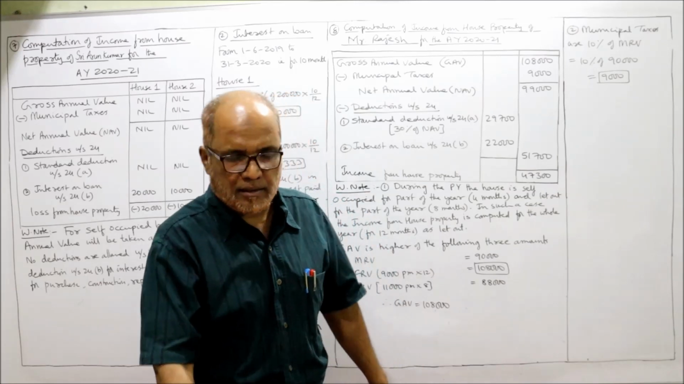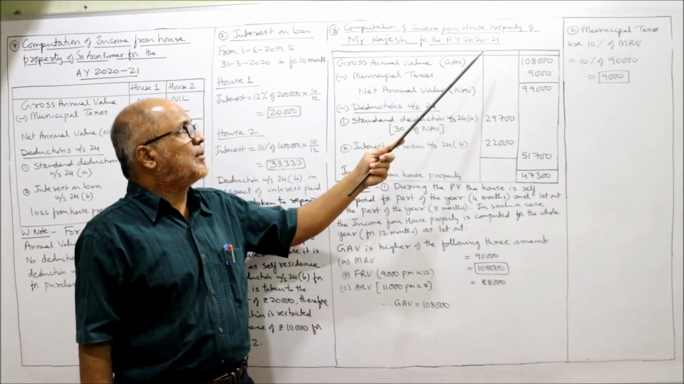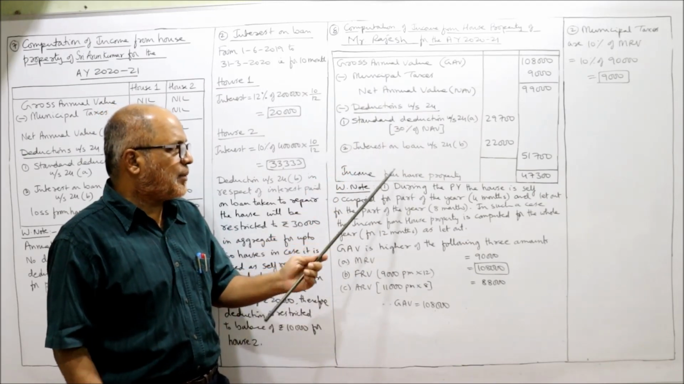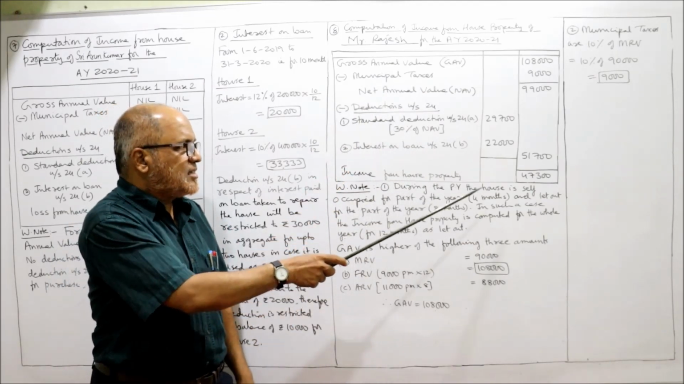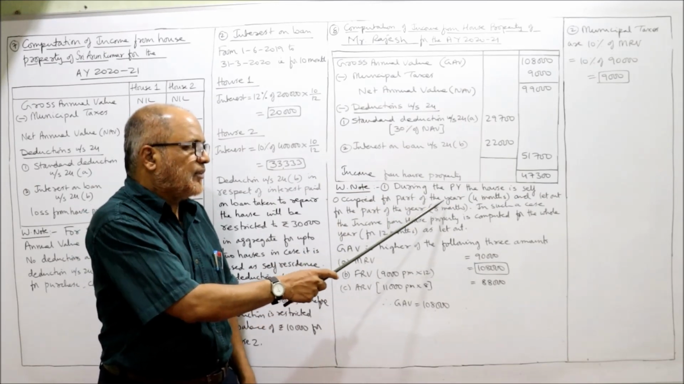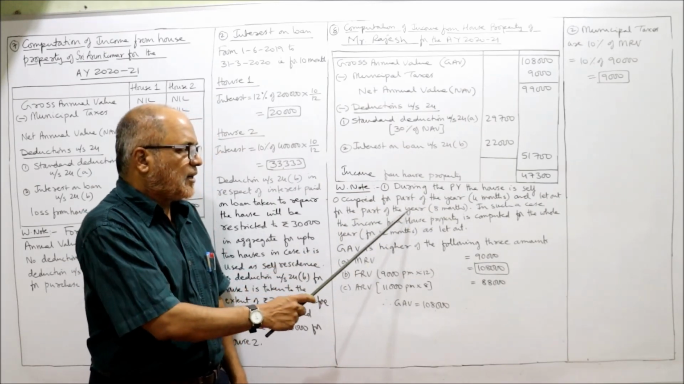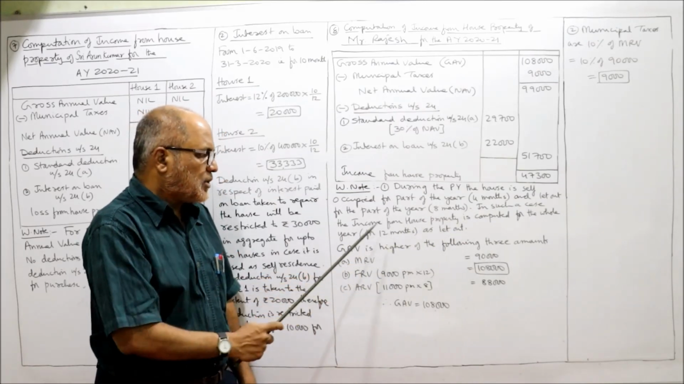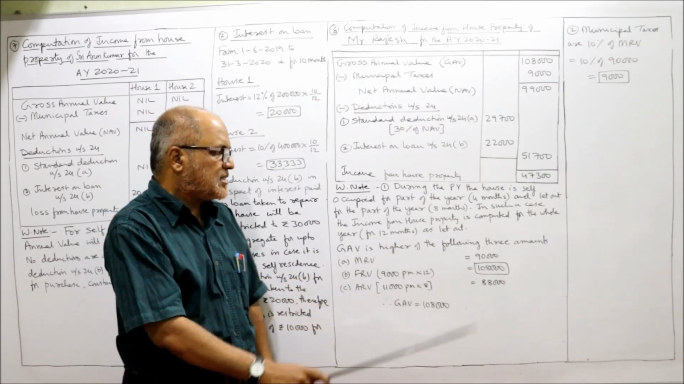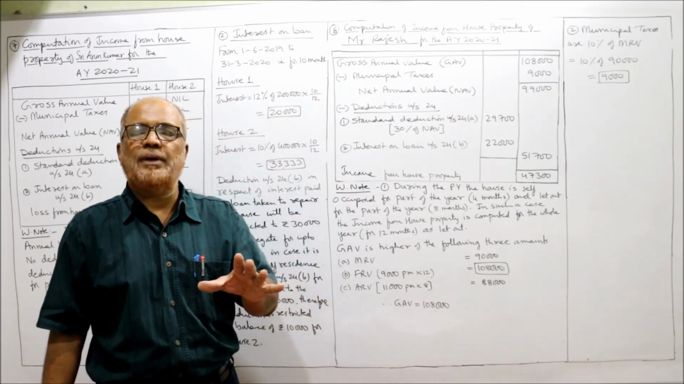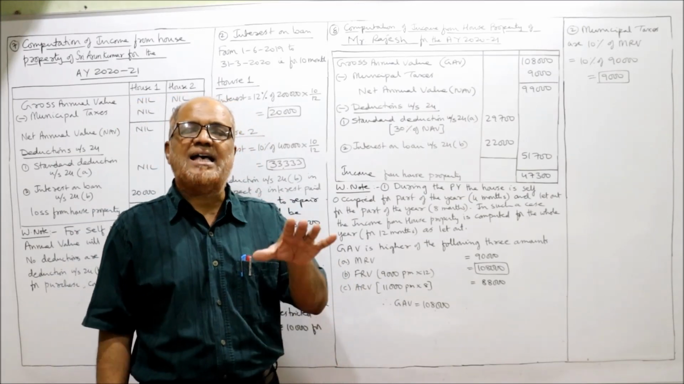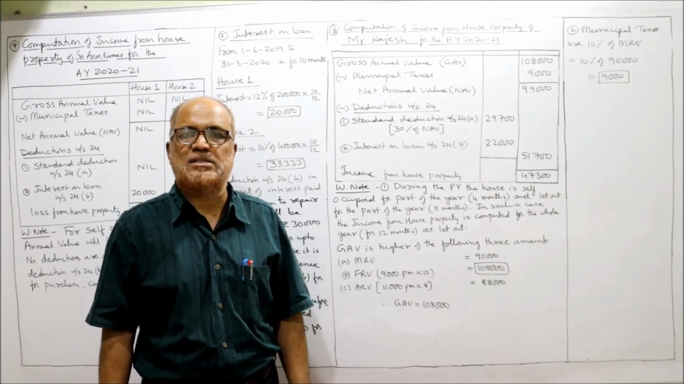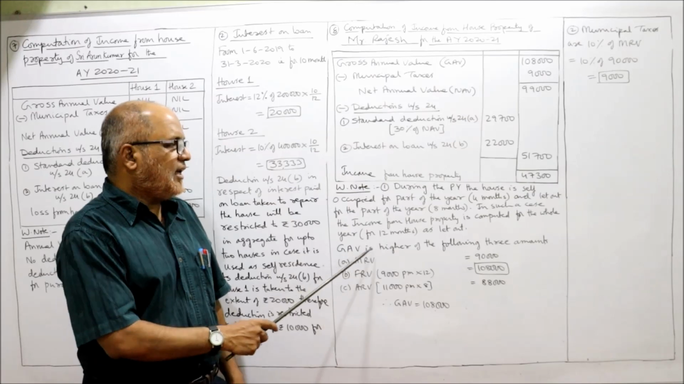So, computation of income from house property of Mr. Rajesh for the assessment year. GAV less municipal taxes, format I have prepared. Now, during the previous year, the house is self-occupied for part of the year, 4 months, and let out for part of the year, 8 months. In such a case, the income from house property is computed for the whole year, 12 months, as let out. Then GAV is the higher of the following.